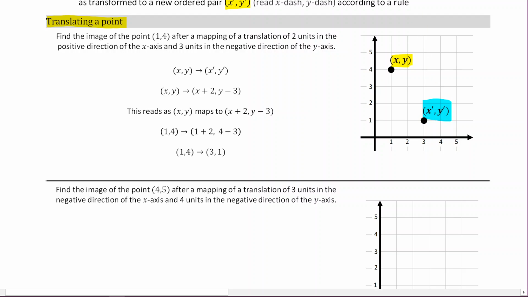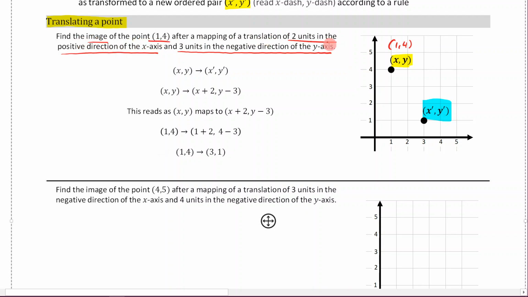The question says, find the image of the point 1, 4 after a mapping of a translation of 2 units in the positive direction of the x-axis and 3 units in the negative direction of the y-axis. So it says find the image of the point 1, 4 after the mapping of these translations. So it's given us our original point. The original point is going to be 1, 4, and it wants us to find what x dash y dash is. That's what it means when it says find the image of the point after the translations have been applied. It wants us to find this.